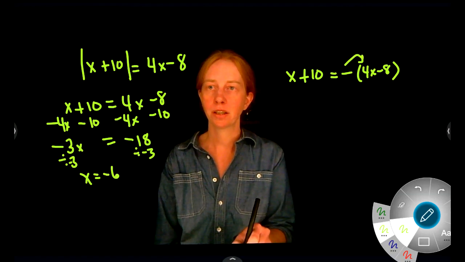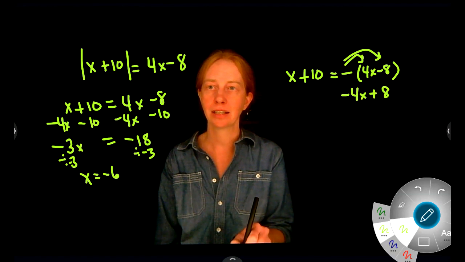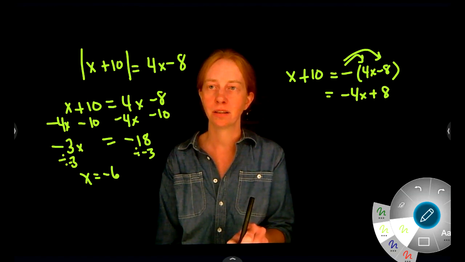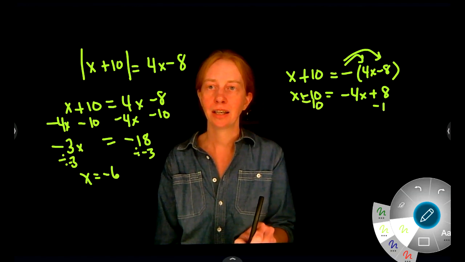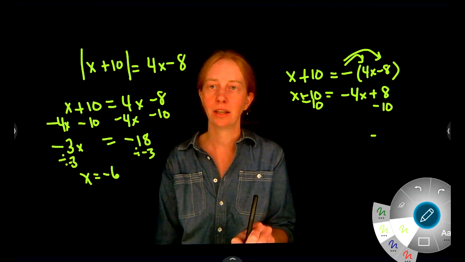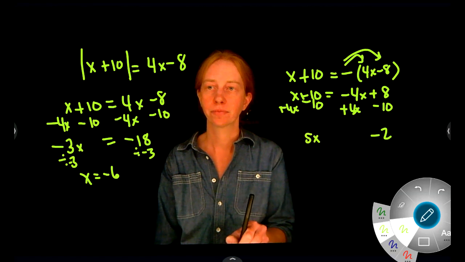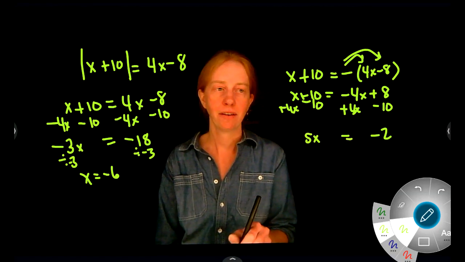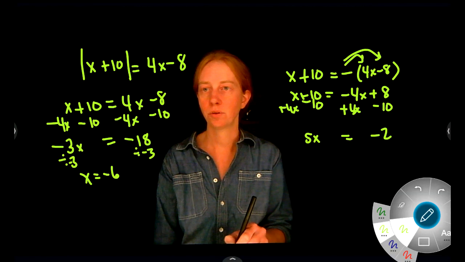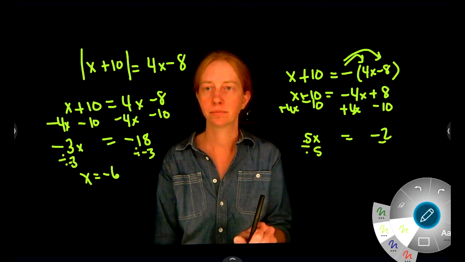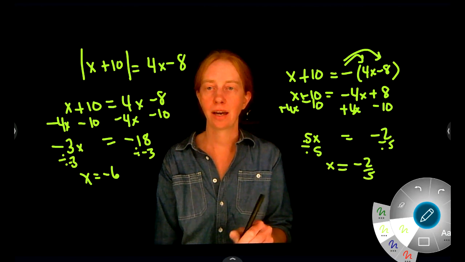All right, over here, we're going to distribute that negative. So we have negative 4x plus 8, because a negative times negative is positive. I'm going to go ahead and subtract 10 again. So here we have negative 2. I'm going to go ahead and add 4x. Okay, 5x equals negative 2. So we're going to divide by 5, with negative 2/5 equals x.